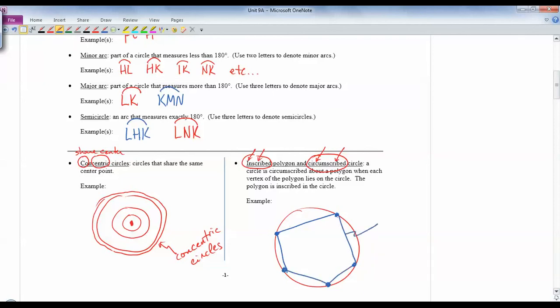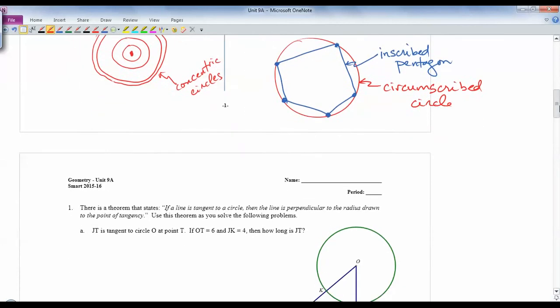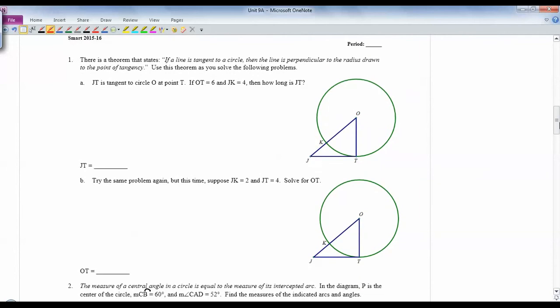Then this thing, the polygon on the inside, it's a pentagon. It's an inscribed pentagon. And the circle is drawn around it, so it's a circumscribed circle. Okay. So let's do some problems here.